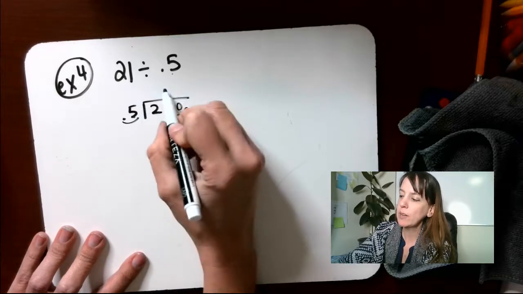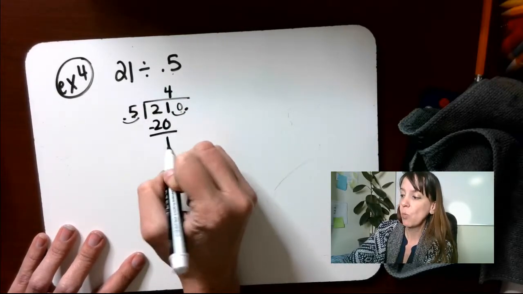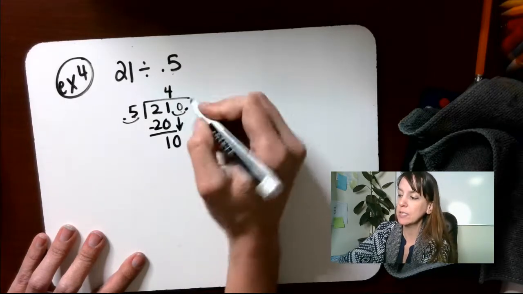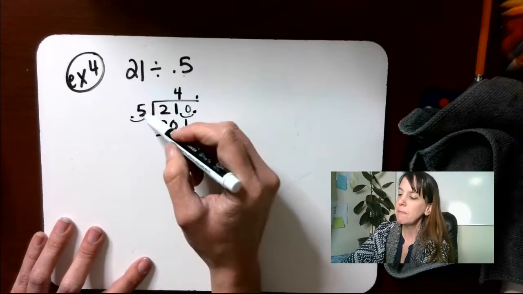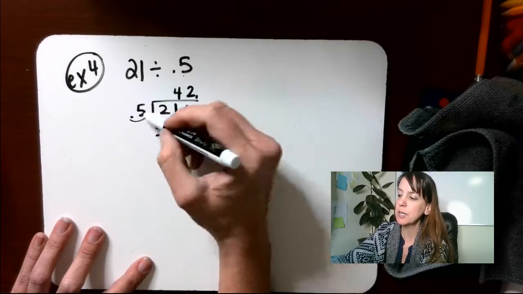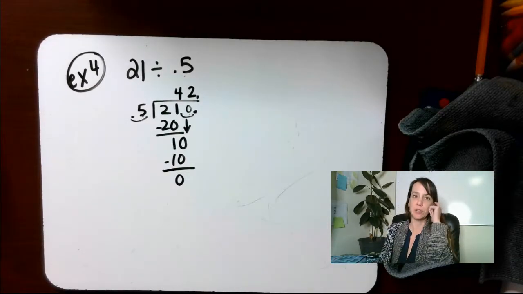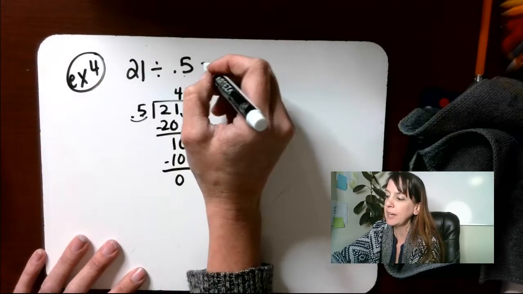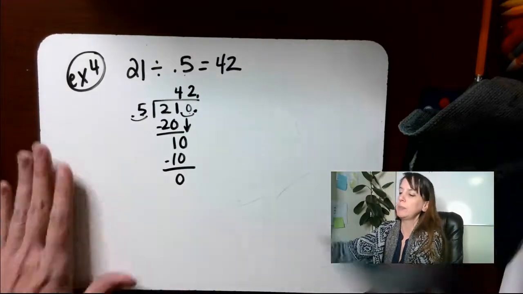So I'm not going to rewrite this, because I can just do the math right in here. 5 goes into 21 4 times. 4 times 5 is 20. 1, bring down a 0, because remember that we have our decimal here, so we're going to bring our decimal up. 5 goes into 10 2 times. 2 times 5 is 10, and we have no remainder. So 21 divided by 0.5 gives me 42.